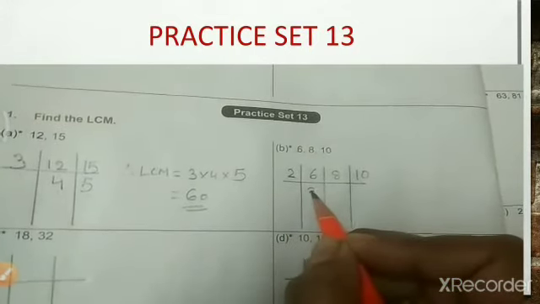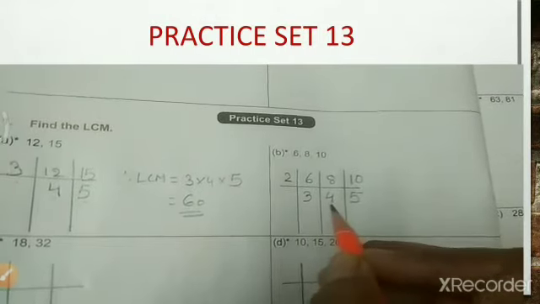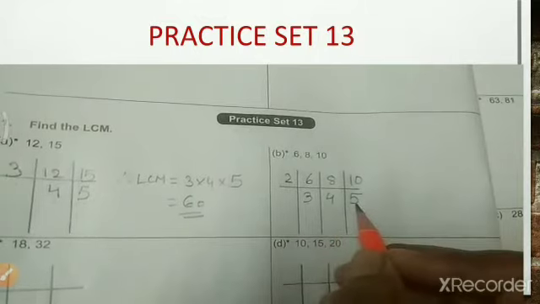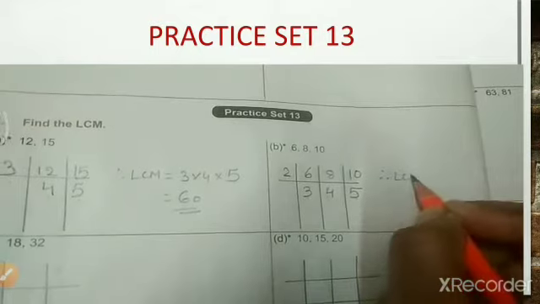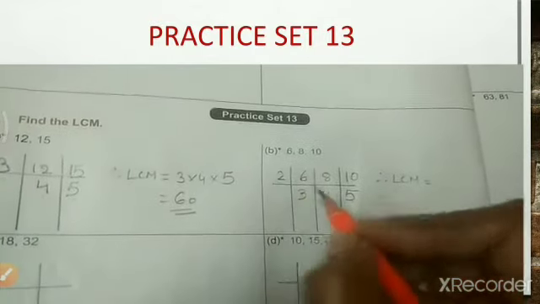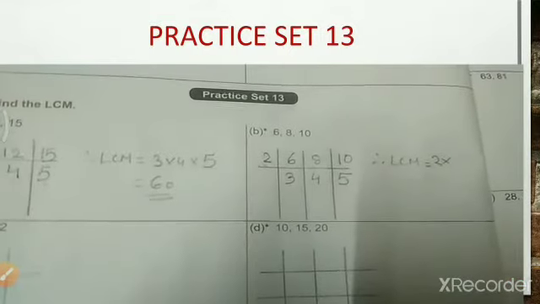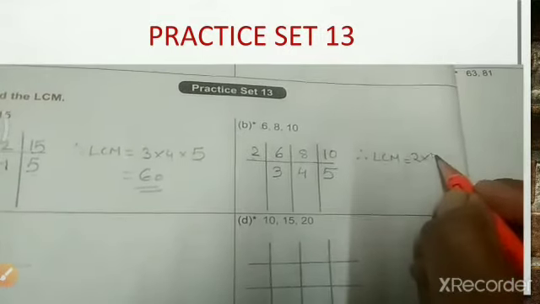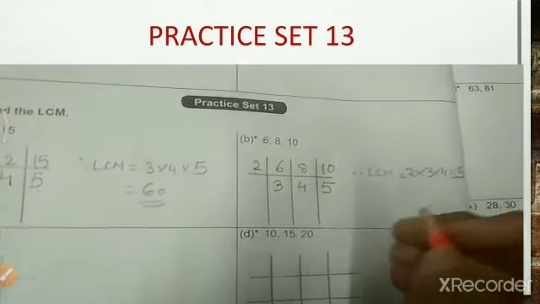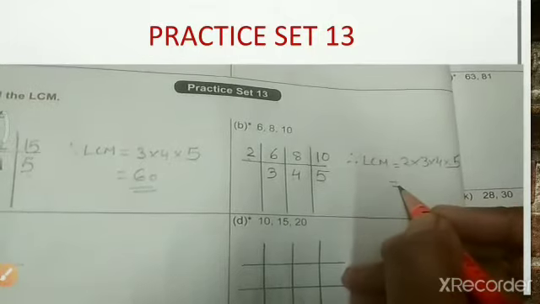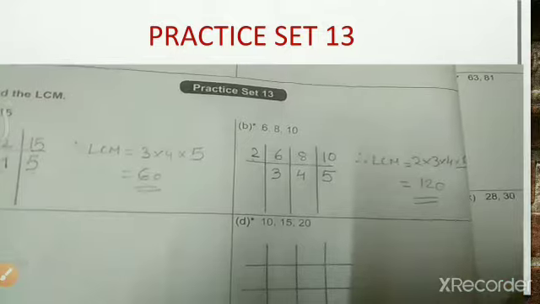That is 2 3s are 6, 2 4s are 8, 2 5s are 10. Now our remainder is 3, 4 and 5. So 3, 4 and 5 is divisible by itself. So what will be your LCM? Therefore your LCM will be, you have to take common factor as well as uncommon factor. That is 2 into 3 into 4 into 5. Clear? So what you will get as your LCM over here? You will get 120 as your LCM.